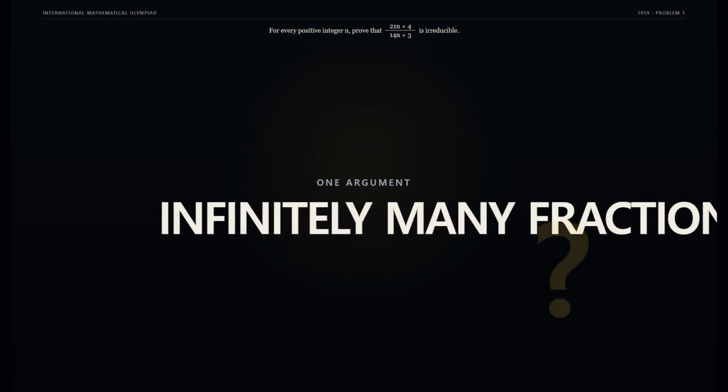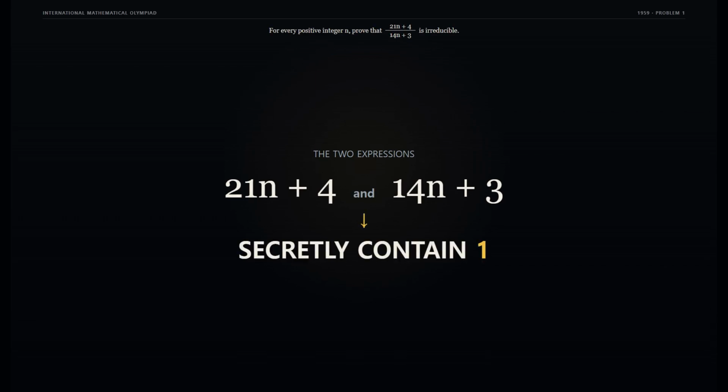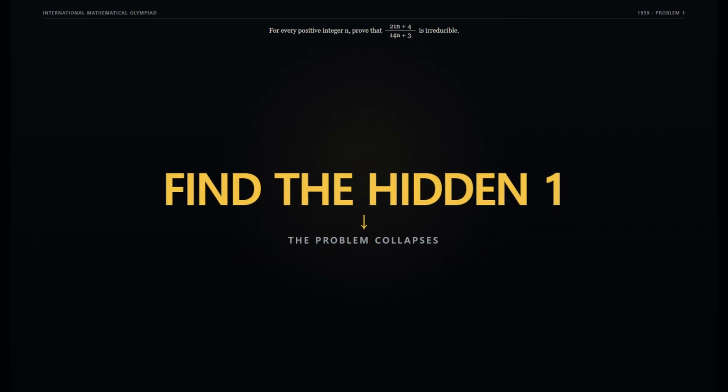But how can one argument control infinitely many fractions at once? The answer is that these two expressions secretly contain the number 1. And once we find it, the entire problem collapses.